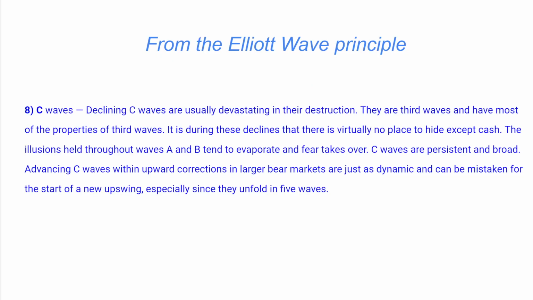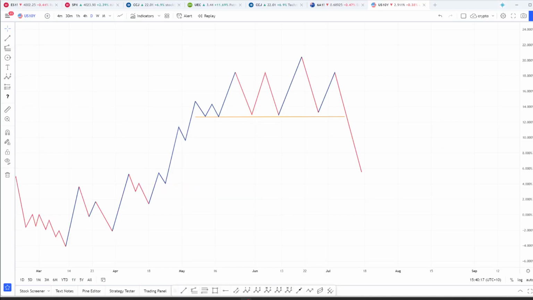C waves. Declining C waves are usually devastating in their destruction. They are third waves and have most of the properties of third waves. It is during these declines there is virtually no place to hide except cash. The illusions held throughout waves A and B tend to evaporate and fear takes over. C waves are persistent and broad. Advancing C waves within upward corrections in larger bear markets are just as dynamic and can be mistaken for the start of a new upswing, especially since they unfold in 5 waves. So I think the slide says it all.